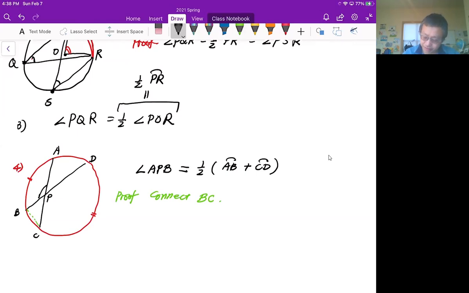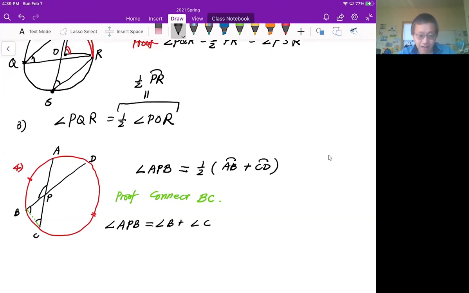So because of that, I have my APB. I can write that to be angle B plus angle C. Can you see that? Angle B is here, angle C is here. Well, this is just the exterior angle theorem, right? For any triangle, the exterior angle is the sum of the two remote interior angles. That's from geometry, right?